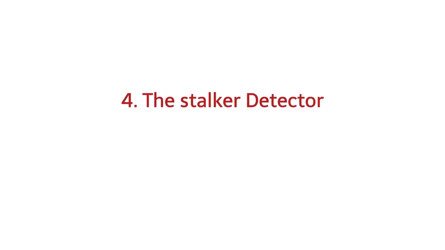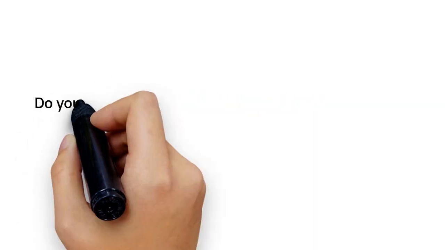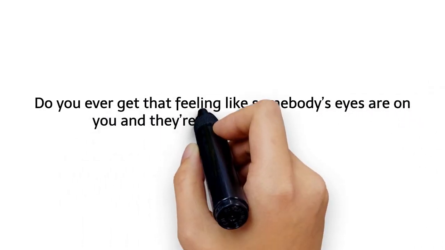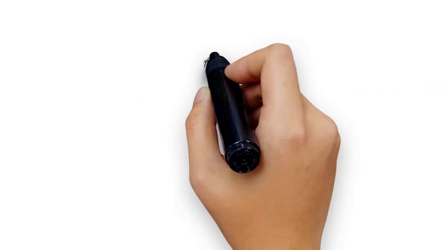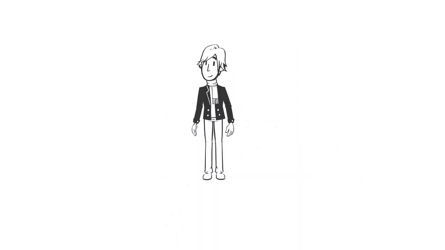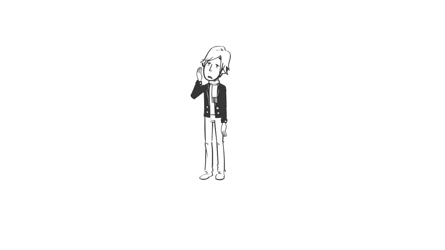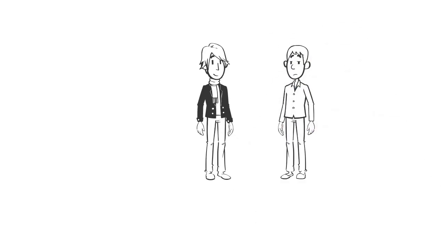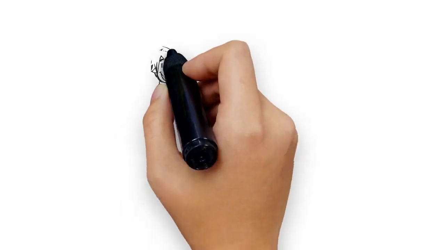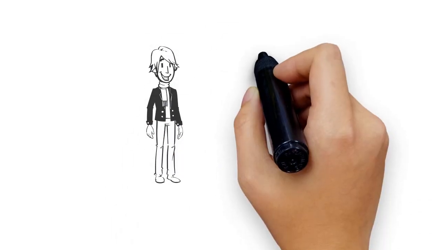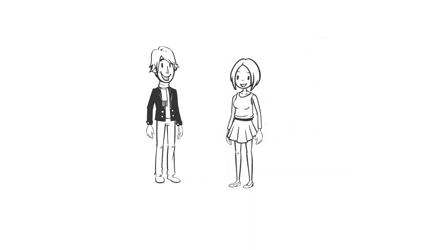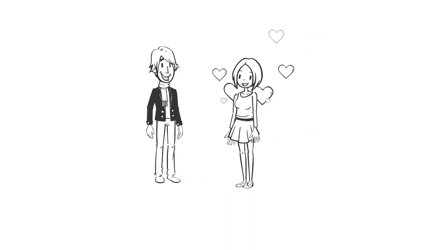4. The stalker detector. Do you ever get the feeling that somebody's eyes are on you and they're intently watching you? If you want to find out whether or not they were watching you, try this simple psychological trick. Make sure they can see you when you yawn. After you yawn, turn and look at them. If they're now yawning, you know that they were watching you. This is because yawning is contagious. This is a great trick for anybody who wants to find out if someone is showing an interest in them, like a crush or so on.